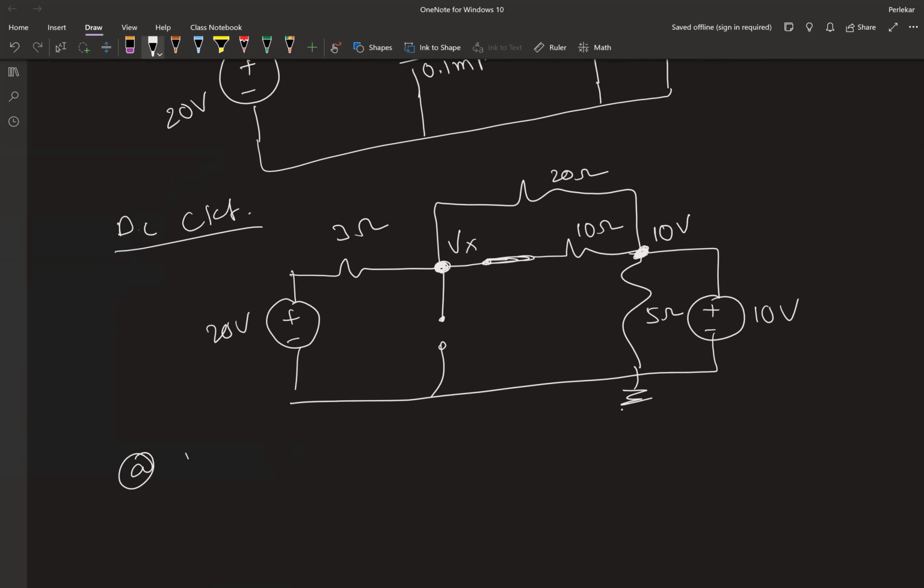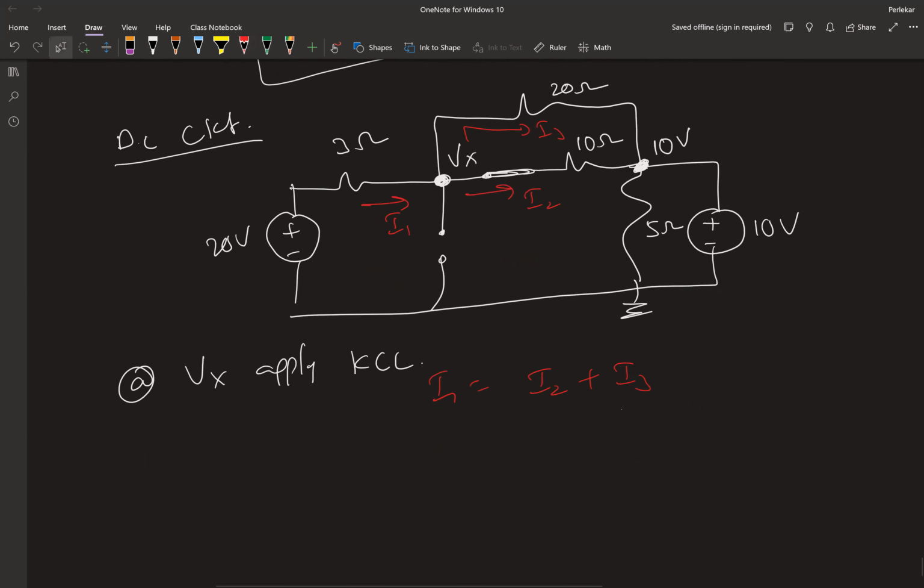At Vx, apply KCL. I'm going to take these currents as coming in, I1, I2, and I3. So I1 equals I2 plus I3. What is I1? I1 is 20 minus Vx over 3, equal to I2, which is Vx minus 10 over 10, plus I3, which is Vx minus 10 over 20.